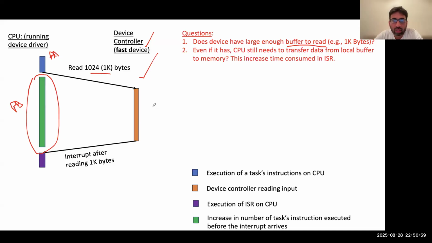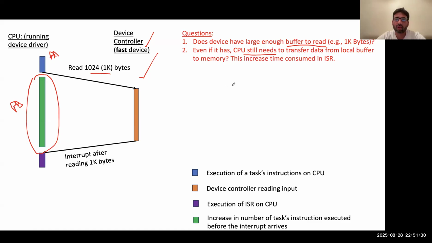Even if our device controller has a larger buffer, the issue is that the CPU still needs to transfer the data from the local buffer to the memory. And this increases the time consumed in an ISR, right? Remember, in the previous lecture, we talked about how all the device controllers have local buffers, and their job is to copy the data from the device into the local buffer of the device controller. And then in the ISR, the data is copied from the local buffer to the memory.